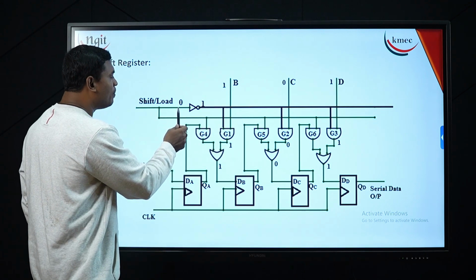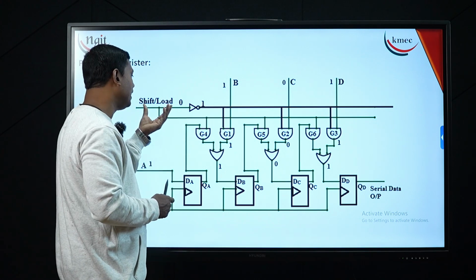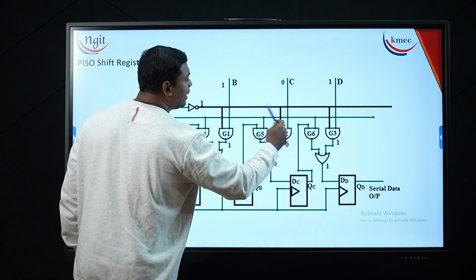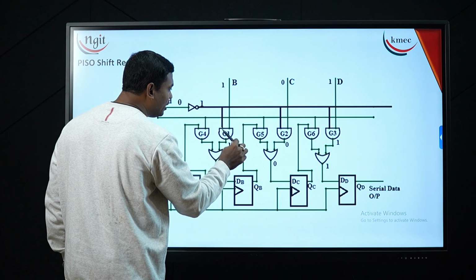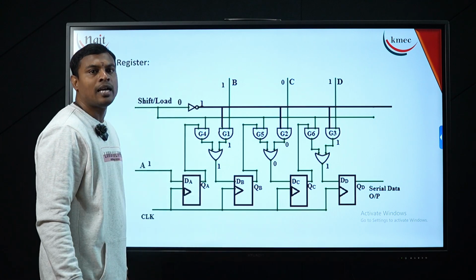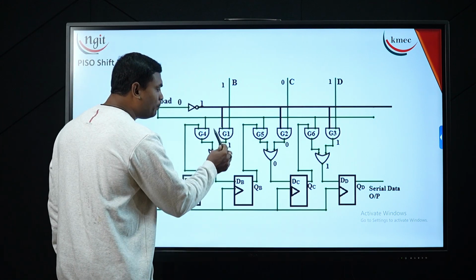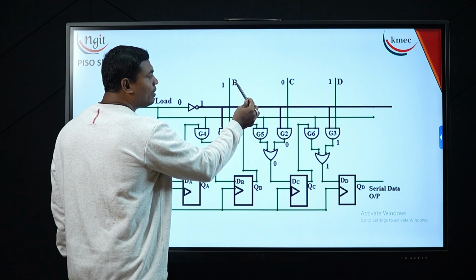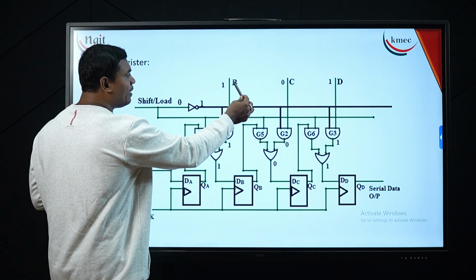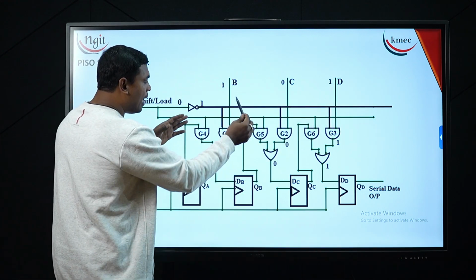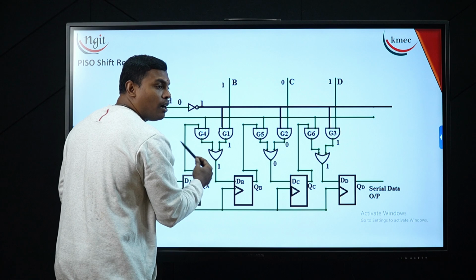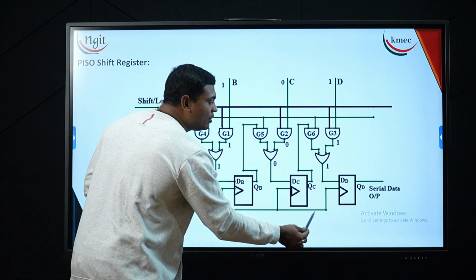Now when shift/load bar is active low, meaning I make this signal 0, this particular signal gets enabled. The second set of AND gates, G1, G2, G3, will be in active position. At that point the parallel input gets activated. Whatever data I provide through the external lines gets onto my G1, G2, G3 gates, and that data gets stored onto my flip-flops.